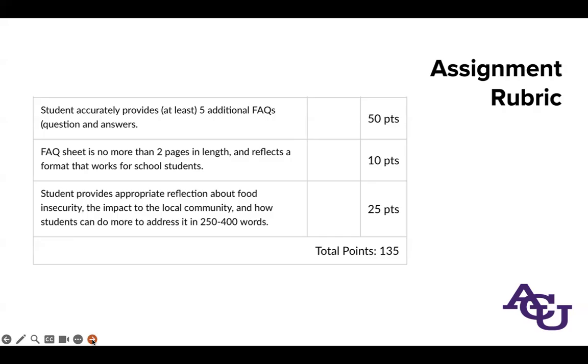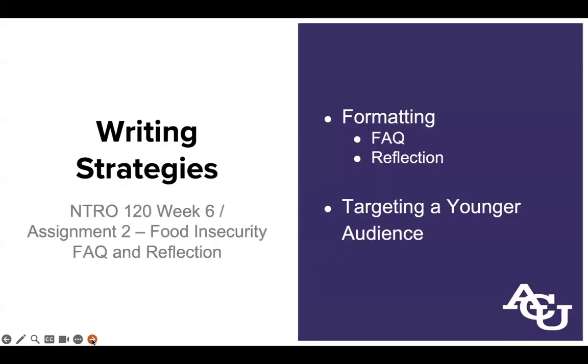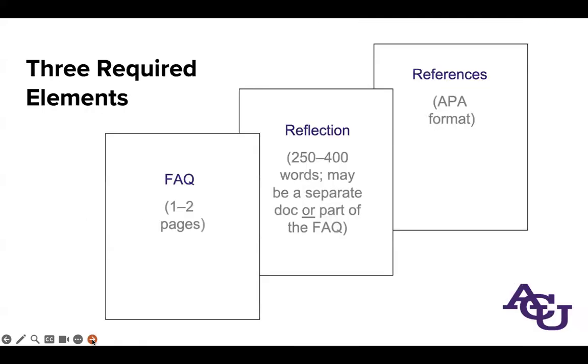And this is going to have three elements required for this assignment. First, you've got your FAQ, which is not any more than 2 pages, so you've got a 1 to 2 page FAQ. You've got the reflection piece, which is 250 to 400 words. You can do it separate, you can do it part of the FAQ, but you've got a word limit that you have to focus on. And then, of course, you have to APA format all of the references that you're going to be using.